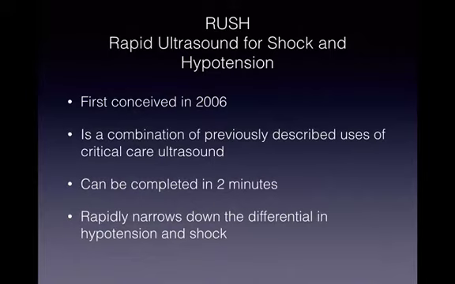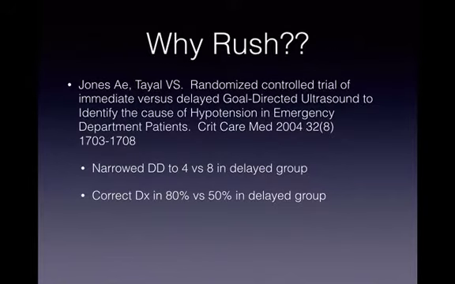The RUSH exam was first conceived in 2006. It's a combination of previously described uses of critical care ultrasound and actually can be completed in 2 minutes. This rapidly narrows down the differential in hypotension and shock. So why should we use it? There are some pretty good studies that tell us why.